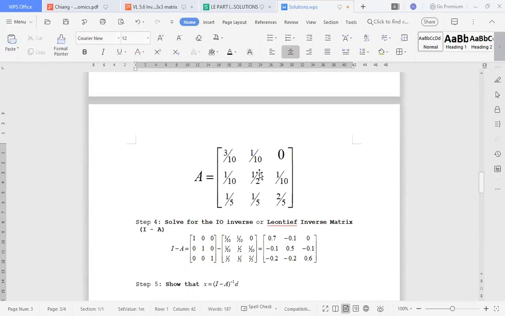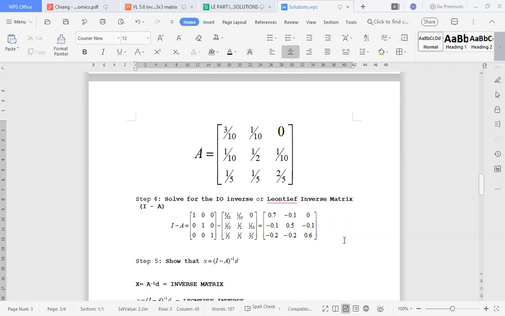Now in the problem set, this is where you will start. Because the matrix is already defined, the column vector, the total final demand vector, is also defined. The next thing to do is to get the Leontief inverse matrix. That should be I minus A, meaning you subtract A from the identity matrix. So that's I minus A, and this would be our Leontief inverse matrix right here.